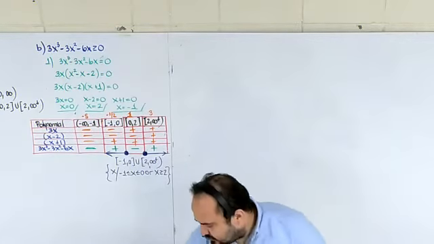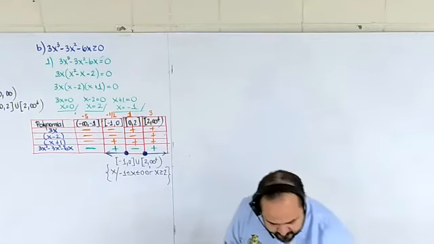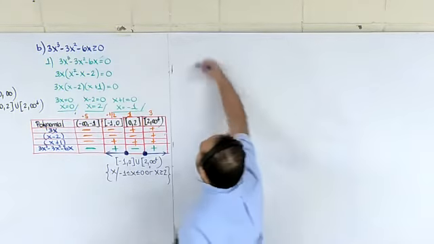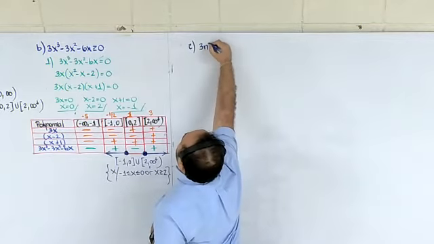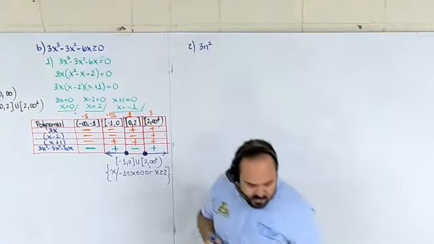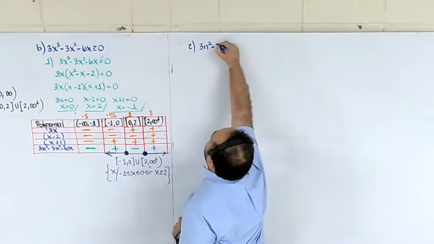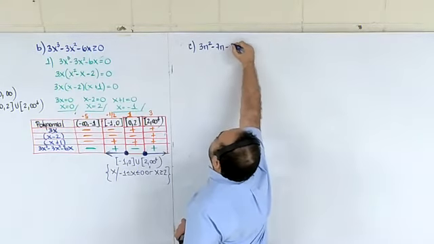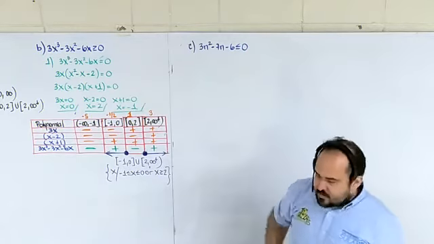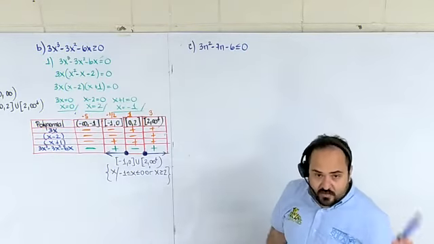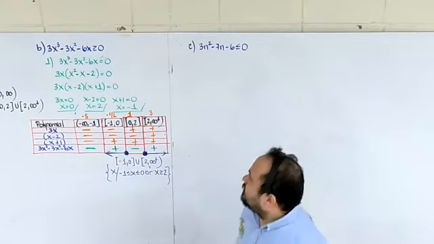We have this. The letter C. 3n squared minus 7n minus 6 less than or equal to 0.